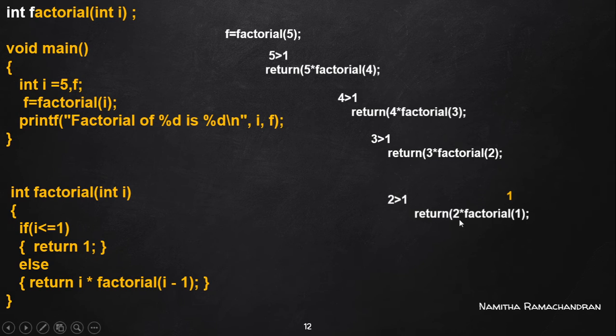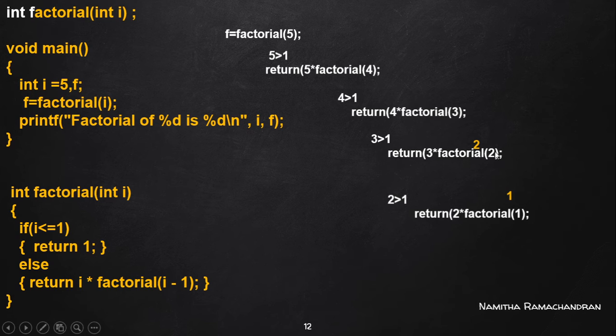Okay, now consider this full statement, return 2 into 1. That means return value 2 into 1, which is 2 itself. Return 2 to the location from where it is called, that factorial of 2. Okay, so this 2 into 1 is returned to this particular location from where it is called.